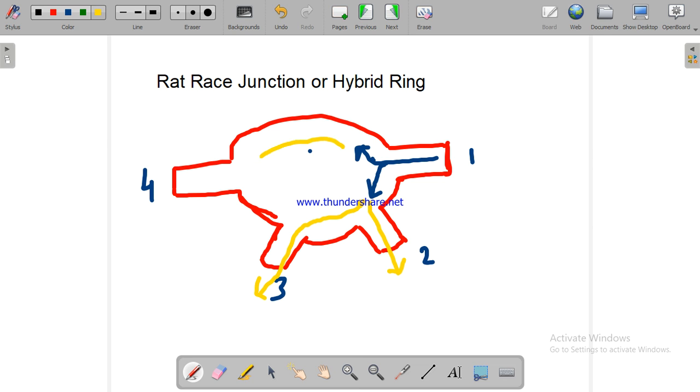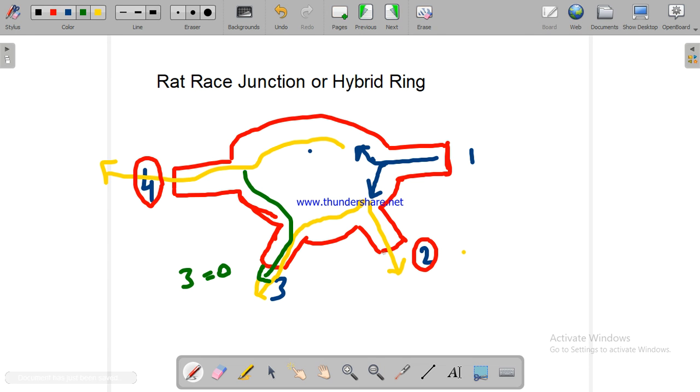Due to this, whatever output we observe at port 2, we get the same output at port 4. At port 3 the energy is 0, because one is clockwise rotation and the other is anti-clockwise rotation, so they cancel. At port 3 the output is 0. This is the working. If you give port 2 as input, it will work similarly.